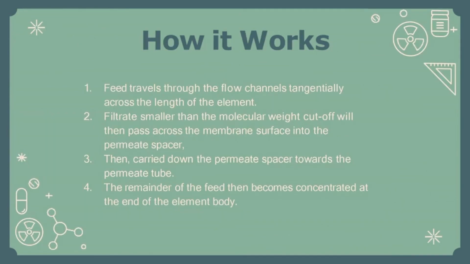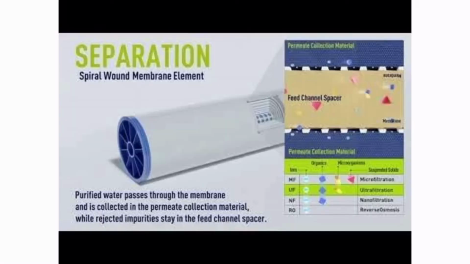How does it work? First, the feed will travel through the flow channels tangentially across the length of the element. Second, filtrate smaller than the molecular weight cut-off will then pass across the membrane surface into the permeate space. Then it is carried down the permeate spacer towards the permeate tube. And last, the remainder of the feed then becomes concentrated at the end of the element body. The video will be provided below.